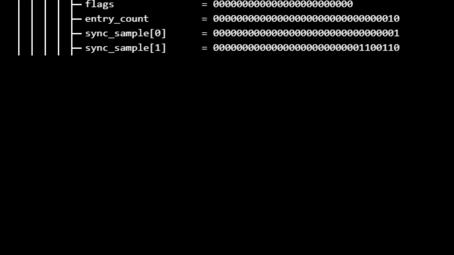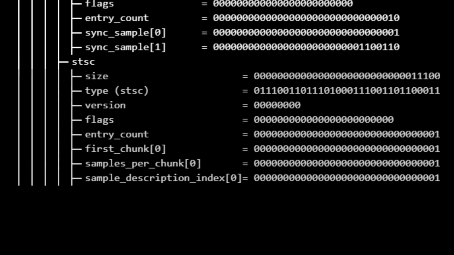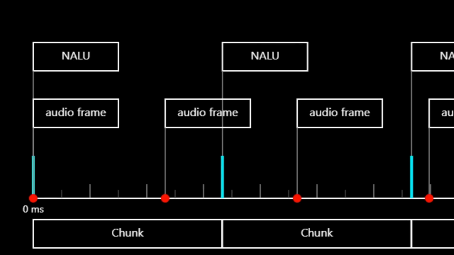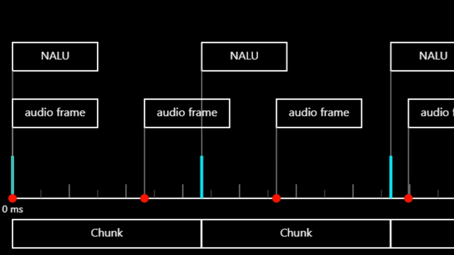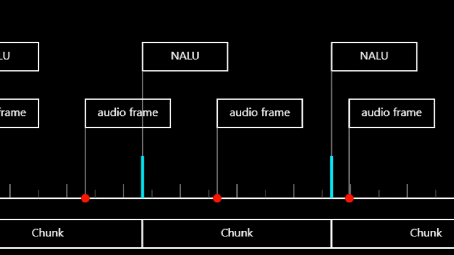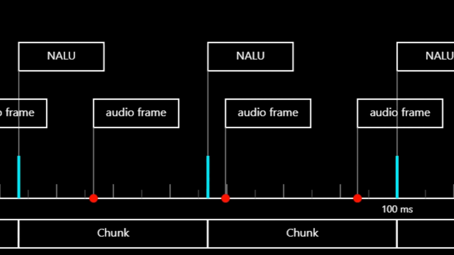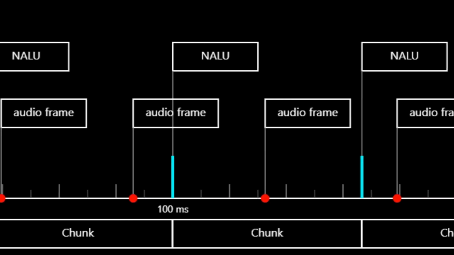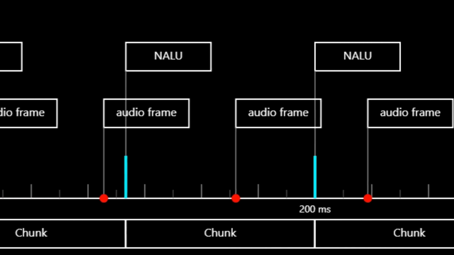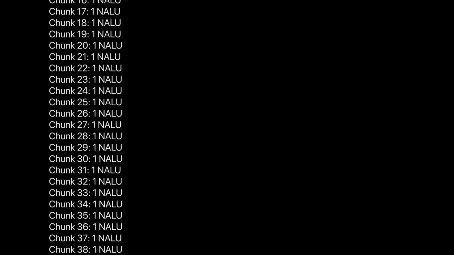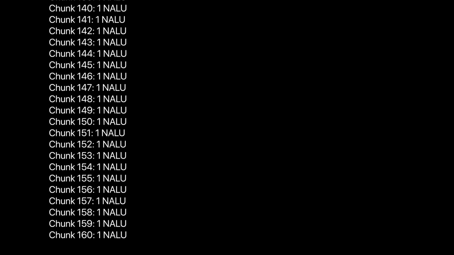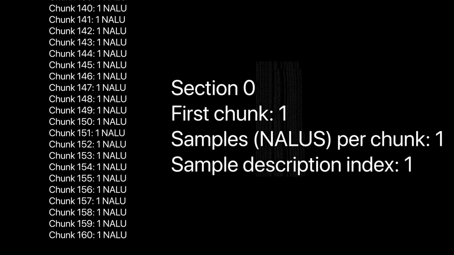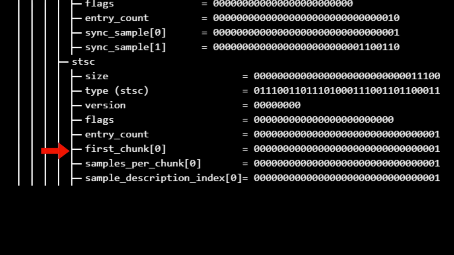Next, add the sample to chunk atom, or the STSC. This item maps the NAL units and audio frames into chunks, helping with synchronization. Each chunk will contain 1 NAL unit and 1 or 2 audio frames, depending on where the audio frame falls within the duration of the NAL unit. Once we get the chunks, we will group all chunks with the same number of NAL units into a section. Then write the first chunk of the section, samples per chunk for the section, and a sample description index, which is always set to 1.